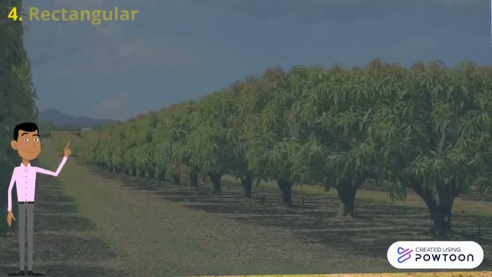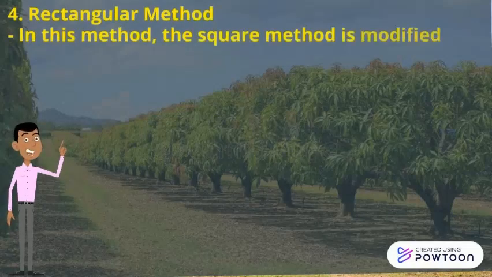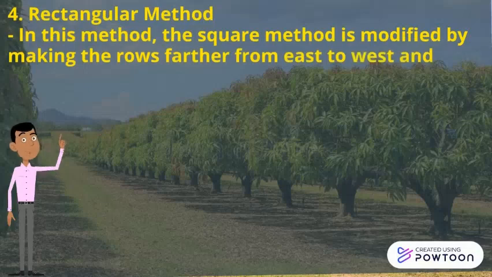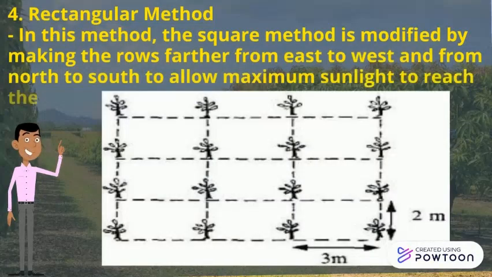Number 4. Rectangular method. In this method, the square method is modified by making the rows farther from east to west and from north to south to allow maximum sunlight to reach the trees.